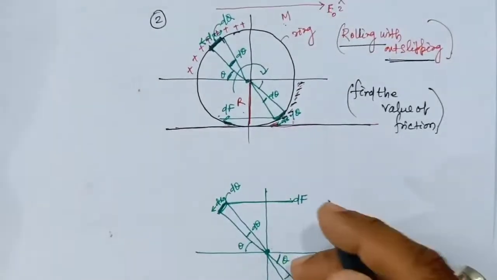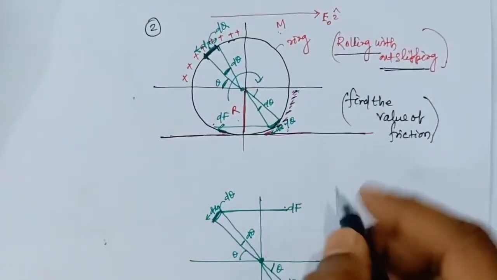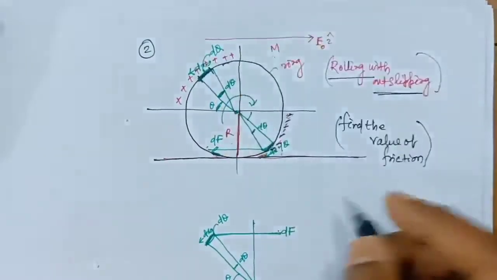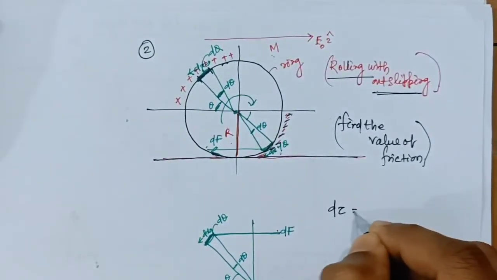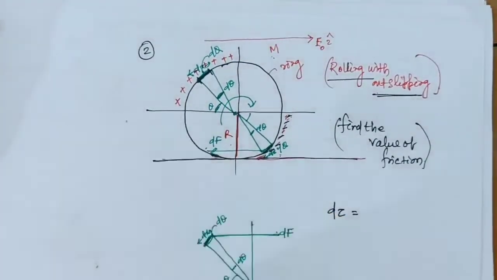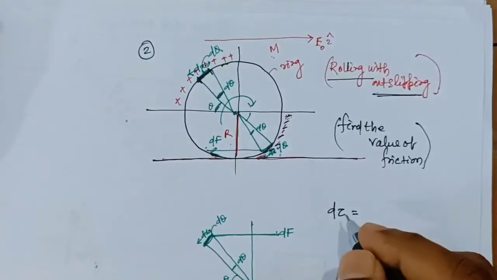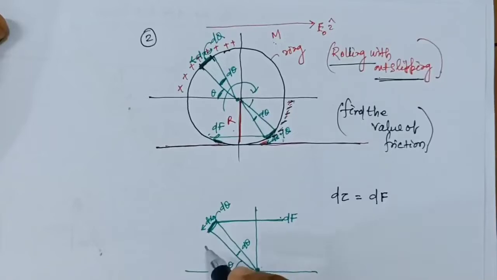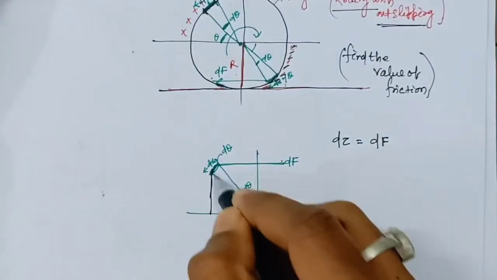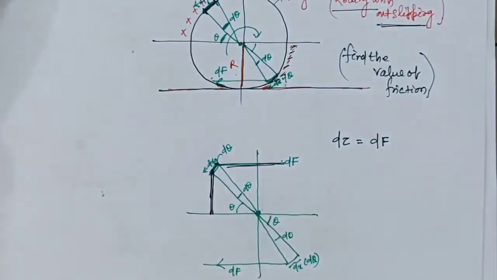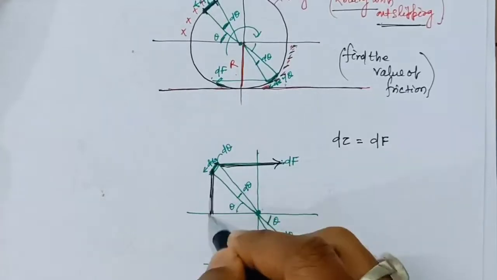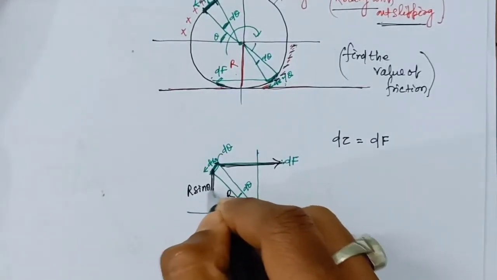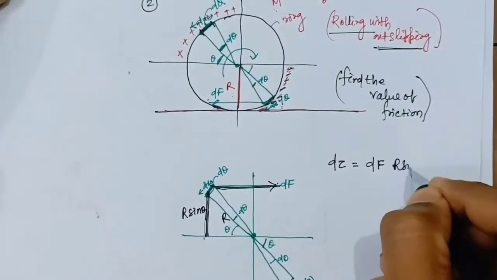So I'll write my net torque equation. If I consider only the upper half section, I'll write d tau as force into perpendicular distance. This is df, and what is my perpendicular distance? This is the perpendicular distance to the force. If this is r, can I say this is r sin theta? Yes. So d tau equals df r sin theta.